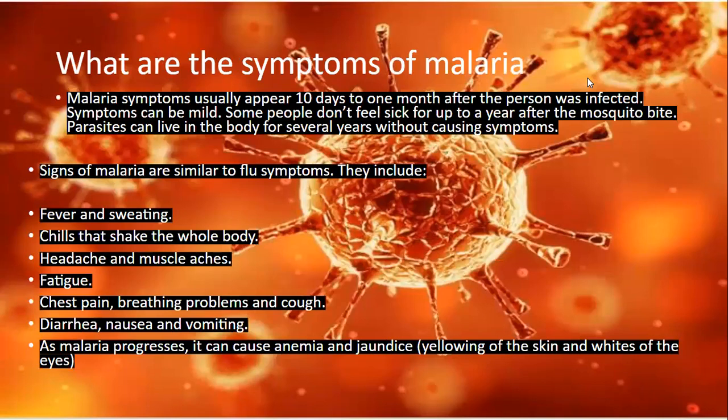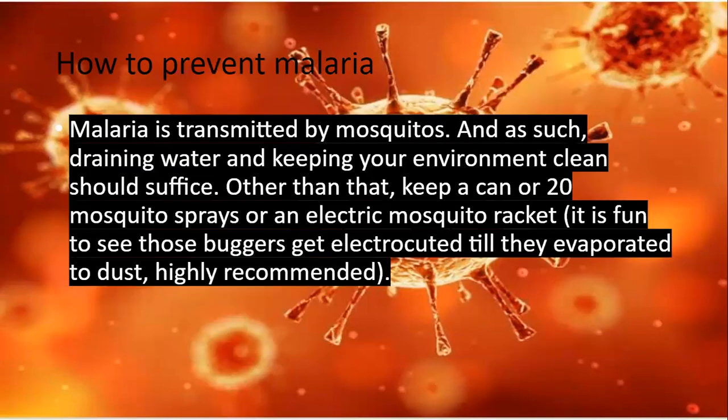So what are the symptoms of malaria? Malaria can have a few symptoms such as the following: fever, sweating, chills that shake the whole body, headaches and muscle aches, fatigue, chest pain, diarrhea. As malaria progresses, it can cause anemia and jaundice, along with yellowing of the whites of the eyes.